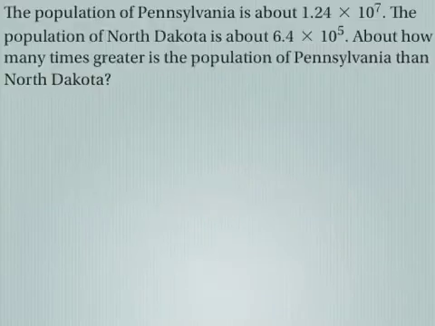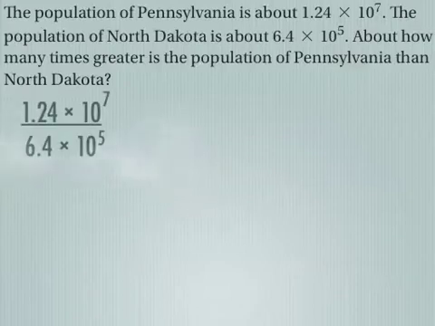This example says the population of Pennsylvania is about 1.24 times 10 to the 7th. The population of North Dakota is about 6.4 times 10 to the 5th. About how many times greater is the population of Pennsylvania than North Dakota? In order to answer this problem, I need to divide the population of Pennsylvania by the population of North Dakota. Very similar to how we multiplied numbers in scientific notation.